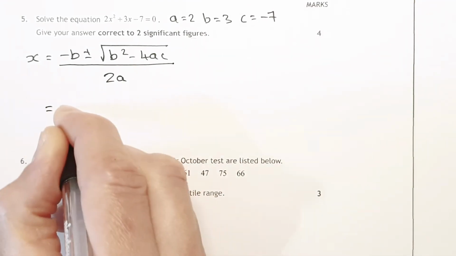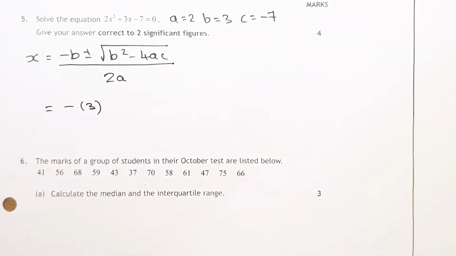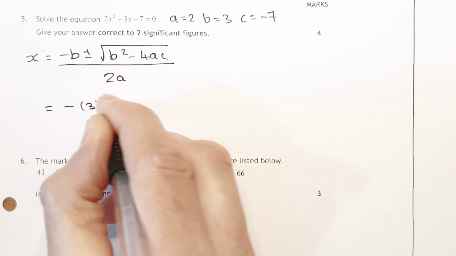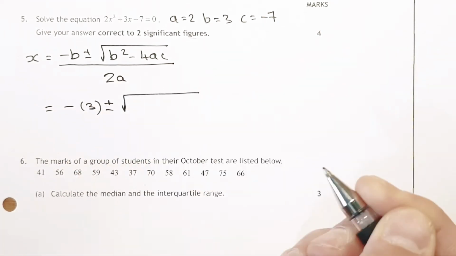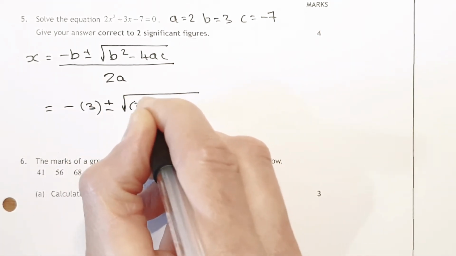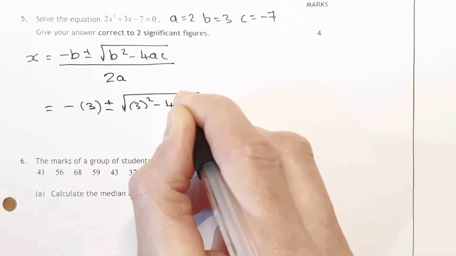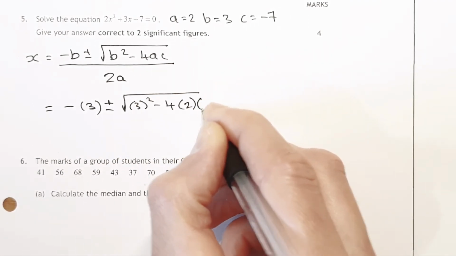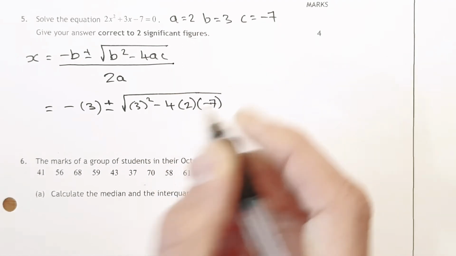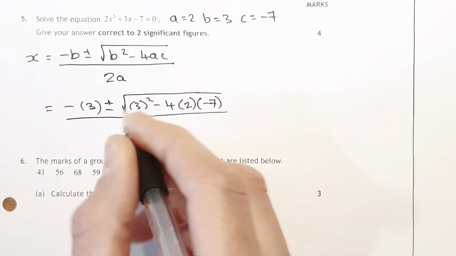So it's negative of 3. The reason I'm putting it in a bracket is just in case you've got any negatives to sub in, which we do in this case. We've got the c's negative 7. It just makes it a little bit easier to avoid making mistakes subbing in those negative values. So square root of b squared, so 3 squared, minus 4 times a, which is 2, times c, which is negative 7, all divided by 2a.